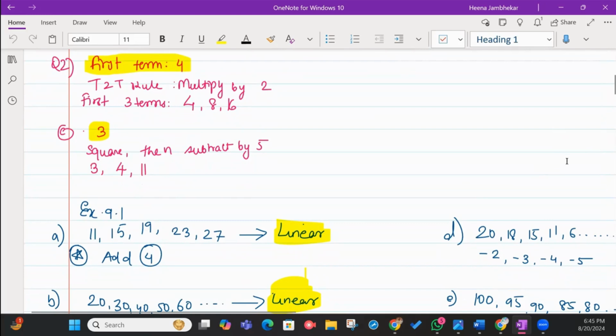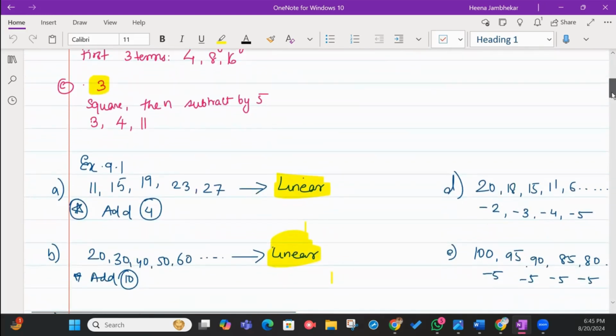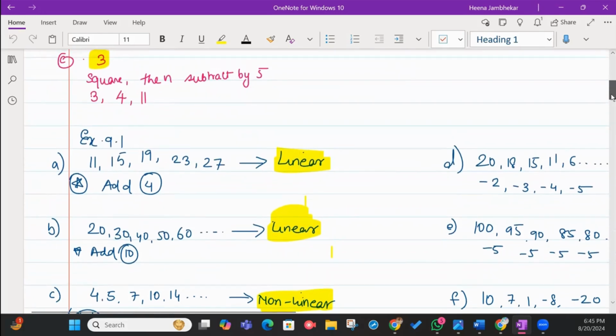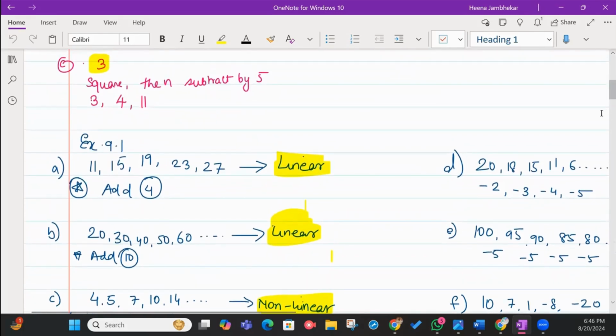Shaurya, yeah. It's linear because -5. Yeah, everywhere it is -5, so it's going to be linear. Next one. Why? Explain why it's non-linear. So 4 minus 5, so the difference of -1, then it's -2, then it's -3, then it's -4. Right, so it's going to be non-linear.